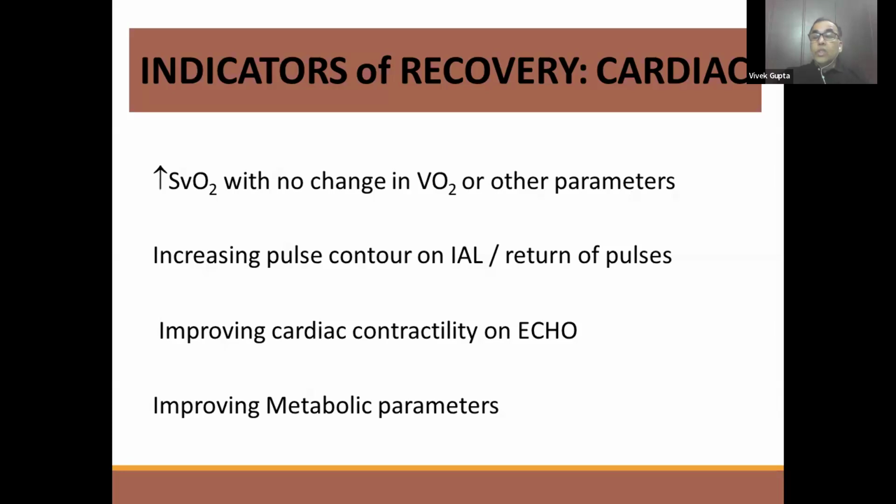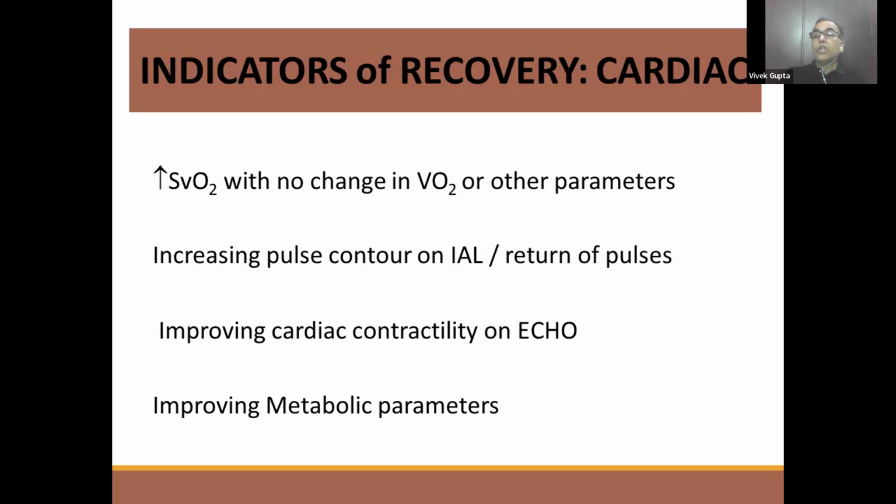So this is basically about the VA. Let's talk about the VA. What we look at here is important. What are the indicators of recovery? Here you have not changed any parameter, but the cardiac contractility has improved, which is shown by the pulse contour.